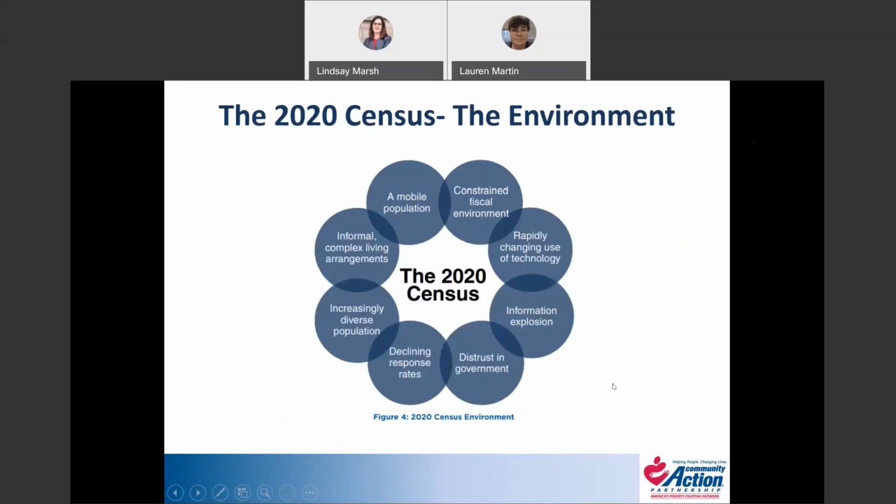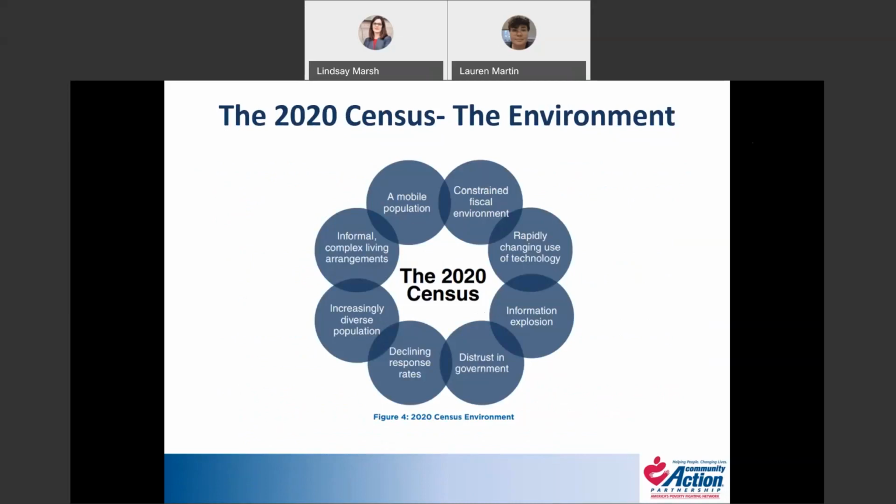So let's talk about the environment of the 2020 census and why it's a big deal and why it's been complicated. The census environment has changed drastically over the last 50 years. In 1970, it cost about $16 to count each household in America. Today, it costs about $107 per household. And these are a lot of the reasons why that is.